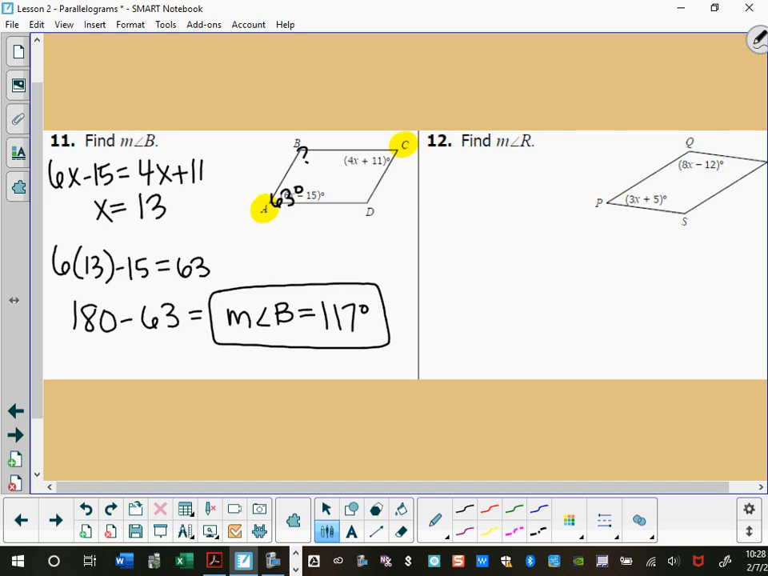A lot of this is your vocabulary. A lot of this is knowing your properties. If you look back at the properties that we just wrote, you'll see that consecutive angles are supplementary. So that's where the 180 came from. And so angle B would be 117, and angle D would be 117.